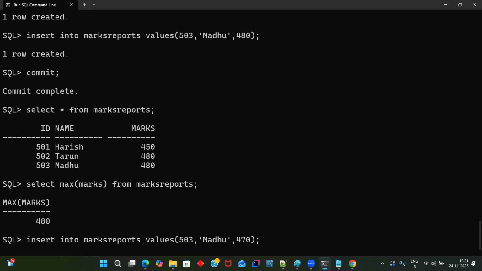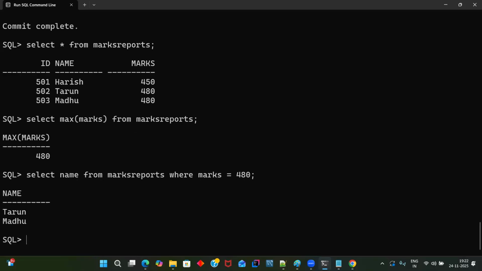But now, if you see the second query in our previous example, if I run this query, what will happen? Two rows. It displays two names, Tarun and Madhu. Does this make sense, everyone?